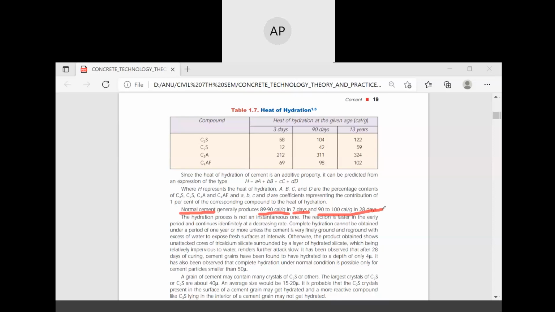The hydration process is not an instantaneous one. The reaction is faster in the early period and continues indefinitely at a decreasing rate. Complete hydration cannot be obtained in a period of 1 year or more unless the cement is very finely ground and reground with excess water. It is also observed that complete hydration under normal conditions is possible only for cement particles smaller than 50 micron.